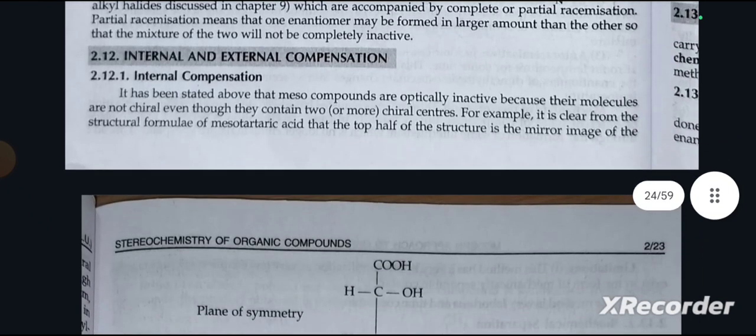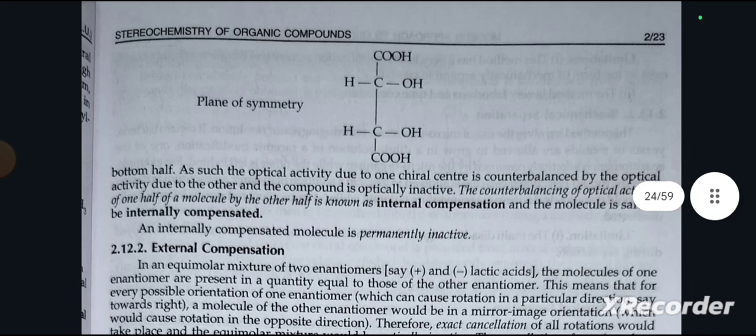2.12 Internal and external compensation. 2.12.1 Internal compensation. It has been stated above that meso compounds are optically inactive because their molecules are not chiral even though they contain two or more chiral centers. For example, it is clear from the structural formula of meso-tartaric acid that the top half of the structure is the mirror image of the bottom half. As such, the optical activity due to one chiral center is counterbalanced by the optical activity due to the other, and the compound is optically inactive.